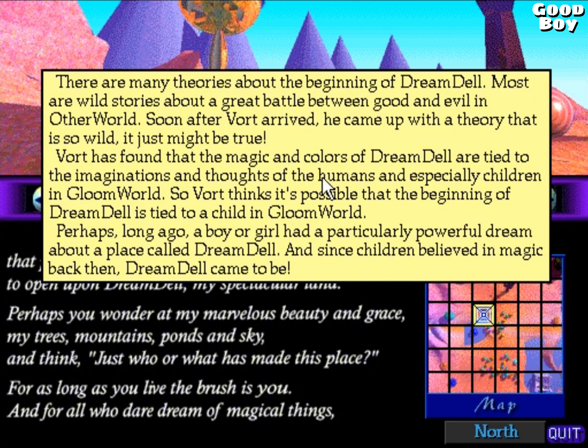Vort has found that the magic and colors of Dreamdell are tied to the imaginations and thoughts of the humans, and especially children, in Gloomworld. So Vort thinks it's possible that the beginning of Dreamdell is tied to a child in Gloomworld. Perhaps, long ago, a boy or girl had a particularly powerful dream about a place called Dreamdell, and, since children believed in magic back then, Dreamdell came to be.